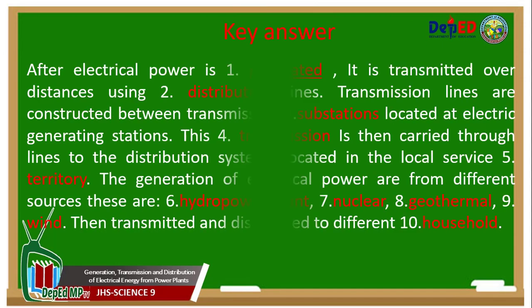After electrical power is generated, it is transmitted over distances using transmission lines. Transmission lines are constructed between transmission substations located at electric generating stations. This power is then carried through lines to the distribution systems located in the local service territory. The generation of electrical power is from different sources. These are hydropower plant, nuclear, geothermal, and wind power, then transmitted and distributed to different households.